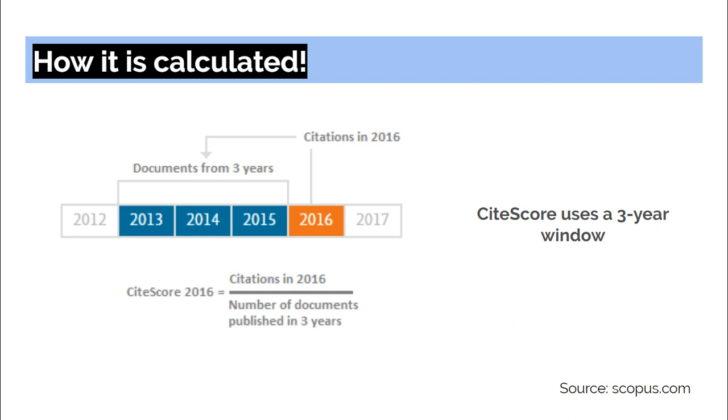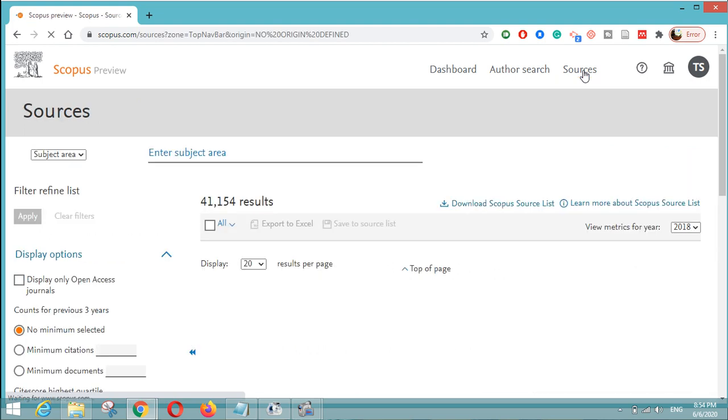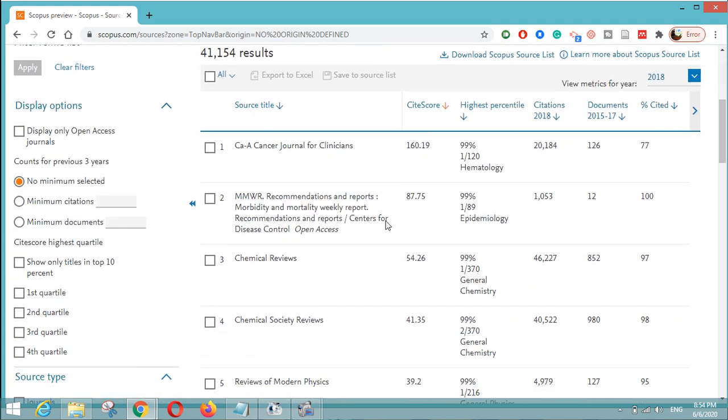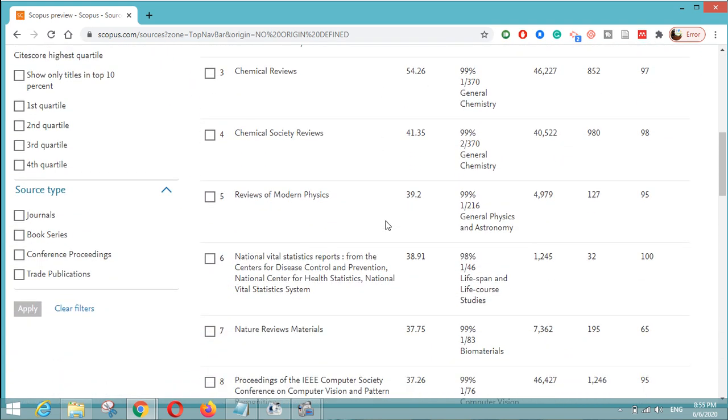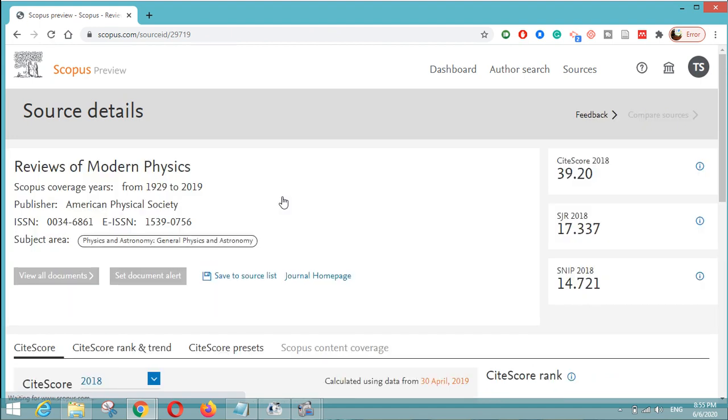We will see how it is actually calculated for any journal. For that we will go to scopus.com so that we can see, for the journals that are indexed in Scopus, how SiteScore has been calculated. We will click on the Sources button, because there are a lot of journals indexed in Scopus. Let us take the example of Reviews of Modern Physics, a journal indexed by Scopus, and see how its SiteScore has been calculated.